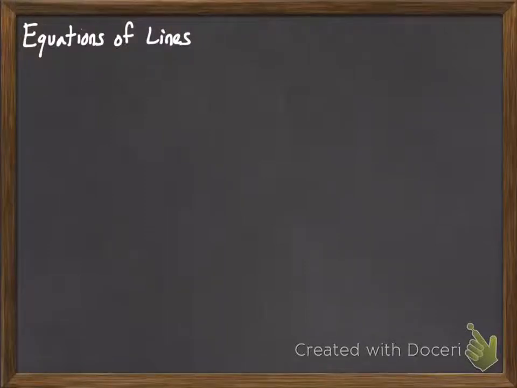Okay, so we've been talking about working with lines. We are now ready to look into actually finding equations of lines. And the key is something we've already talked about, and that is we've seen that if we know the slope of the line and the y-intercept, we're able to get the graph. So if we know those two things, we'd be able to get the equation as well.